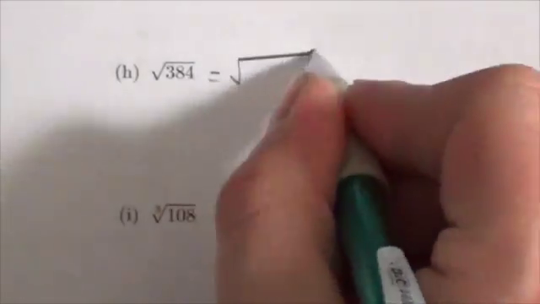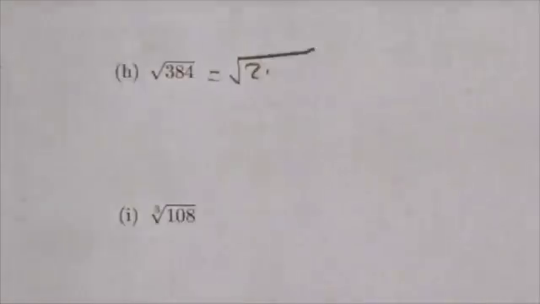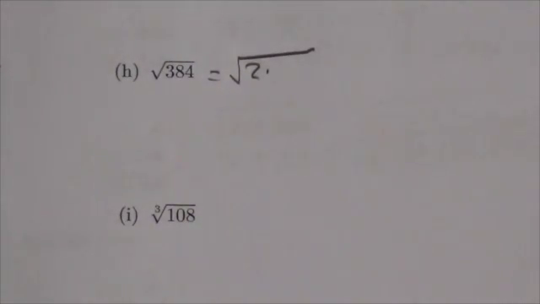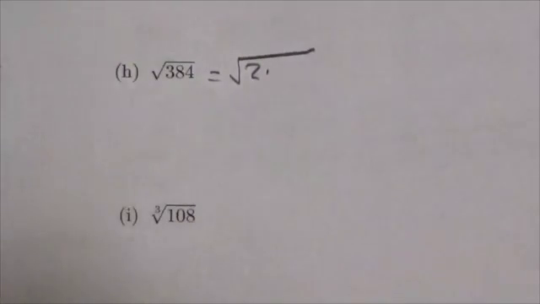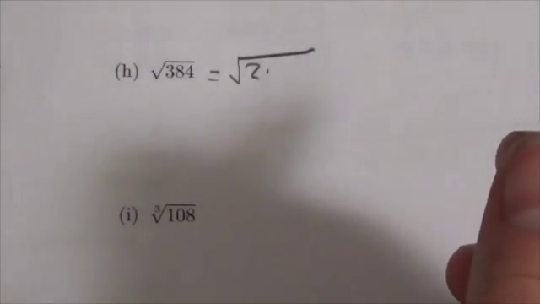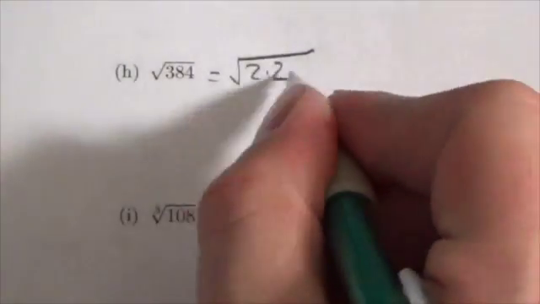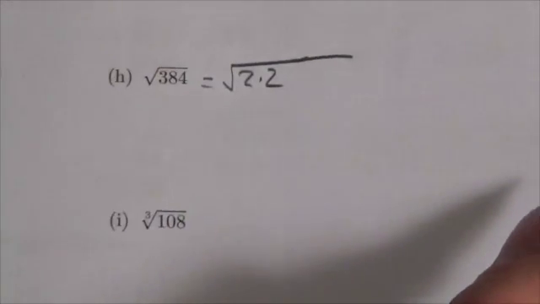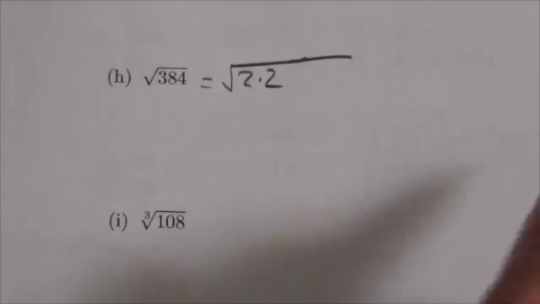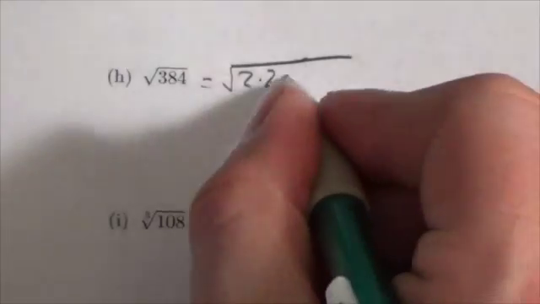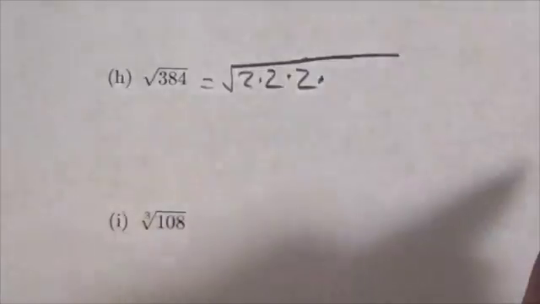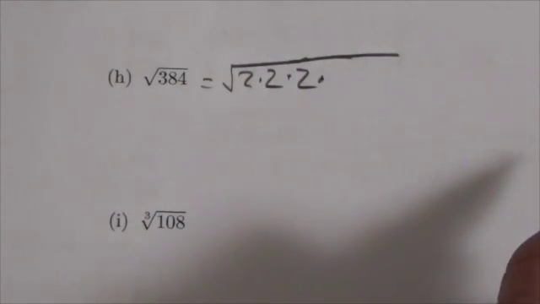384, once again, is another number that I don't know what to do with off the top of my head, so I know it's going to be divisible by 2, so I'll just do that. When I do that, I get 192. I know it's divisible by 2 as well, so I take that out, and I get 96. 96 is divisible by 2, so I take another 2 out, and I'm left with 48.